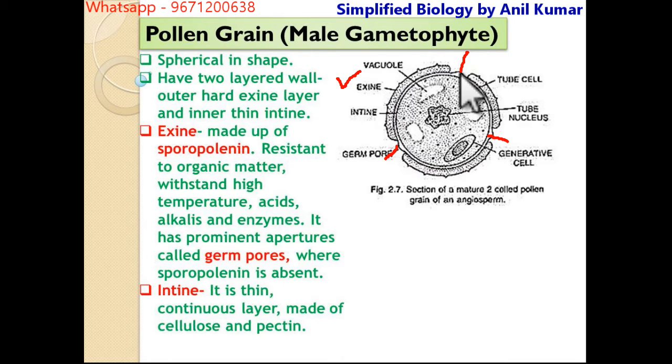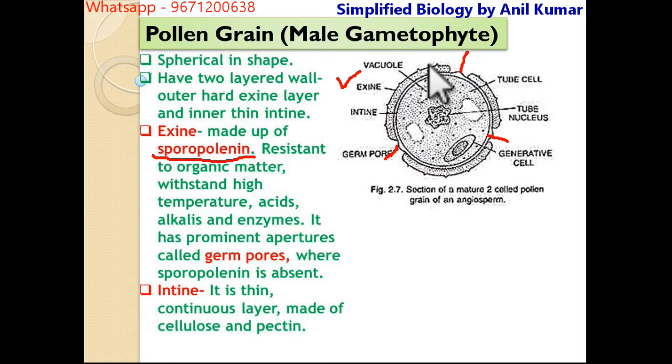Exine is absent there because that is the area where the intine can produce the pollen tube. On the exine there is a chemical present, named sporopollenin. It is a substance that protects the pollen grain from organic matter, high temperature, acid and alkali. That is the only reason they become good fossils, surviving for more than 100 years due to sporopollenin.